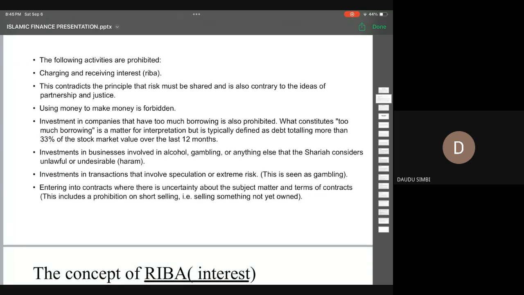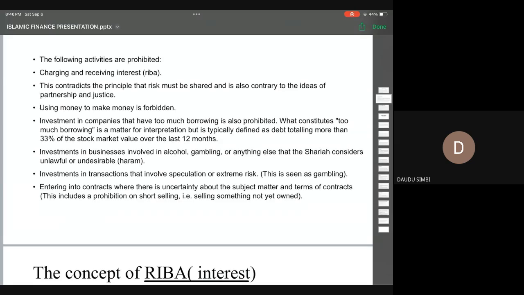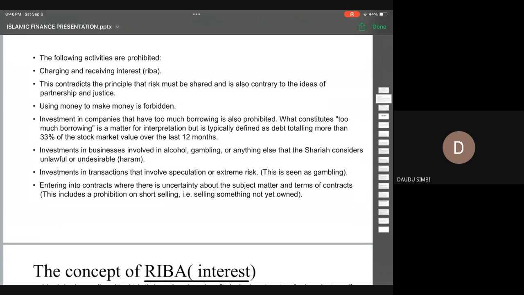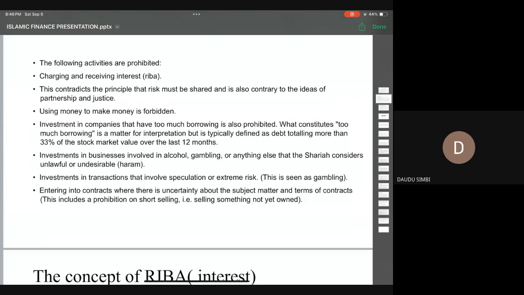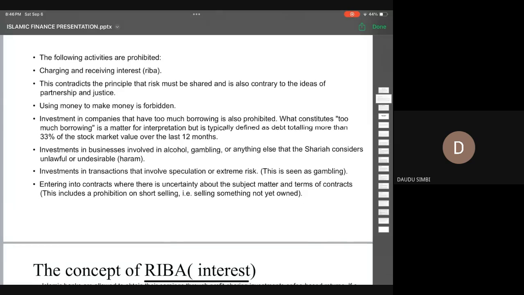Investment in businesses involved in alcohol, gambling, or anything else that the Sharia considers unlawful or undesirable, which is termed haram. Investment in transactions that involve speculation or extreme risks. This is seen as gambling. Entering into contracts where there is uncertainty about the subject matter and terms of the contract. This includes a prohibition on short selling, that is, selling something not yet owned.